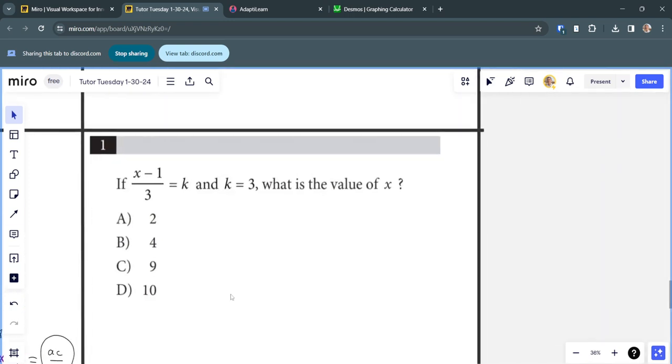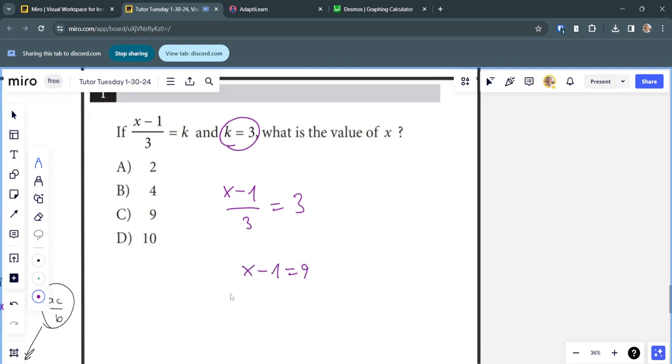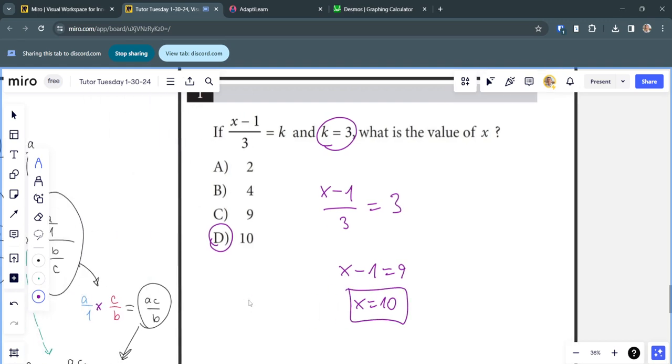10. Yes, this one is 10. We can get that quite simply using some algebra by substituting k equals 3. So x minus 1 divided by 3 equals 3. Multiply by 3 to get x minus 1 equals 9. And then add 1 to get x equals 10. I see a lot of people submit this one actually. But yeah, it's x equals 10.